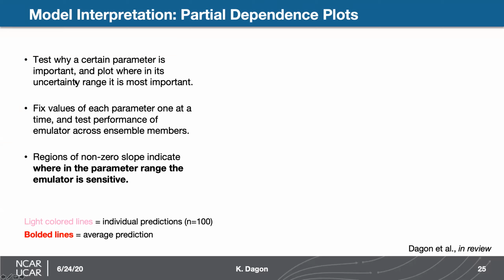This is really testing why a certain parameter is important and plotting where in its uncertainty range it's most important. The way that we calculate this is to fix values of each parameter one at a time and test the performance of the emulator across different ensemble members. What I'm going to be showing here are a bunch of line plots showing, for GPP and latent heat flux, the metric across parameter values. What you're looking for in each plot are regions of non-zero slope, and that indicates where in the parameter range the emulator is most sensitive.